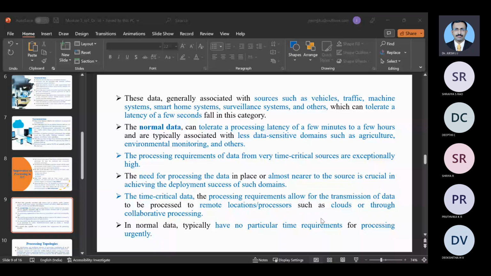What is the next topic? So we have studied the processing of IoT. So the first and second topics of the third module are completed. So what is the next one? Processing topologies. So we'll be studying the processing topologies next.